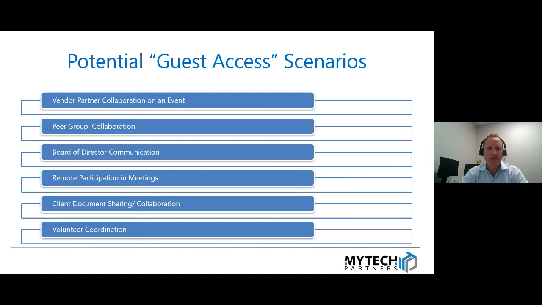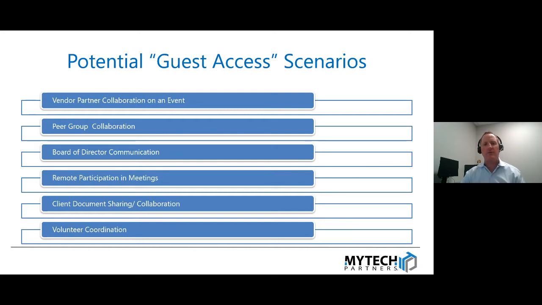Board of director communication, collaboration, being able to use Teams for that. We have a whole other session that we did on that, so I'm not going to go too deep, but it's similar characteristics that we didn't want to leave out here today. Again, remote participation in meetings, sometimes it's as simple as that. Like you're collaborating with folks and you want to be able to pull them in. Key document sharing and collaboration.